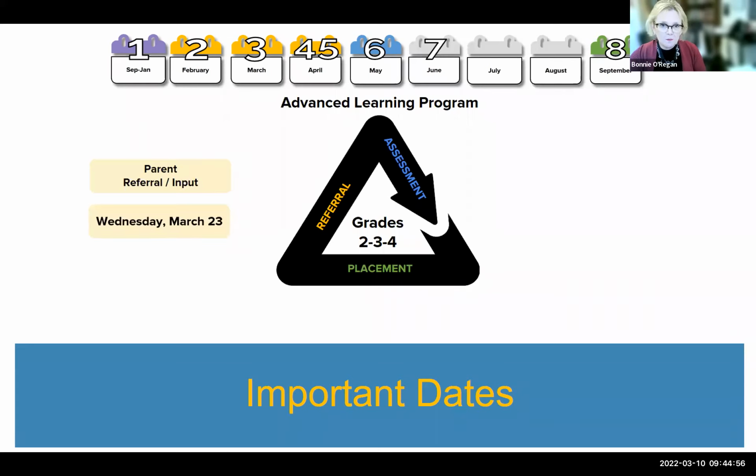The first one is the parent referral and input form. Parent input is a valuable component of the placement process. Please complete this form by Wednesday, March 23rd.